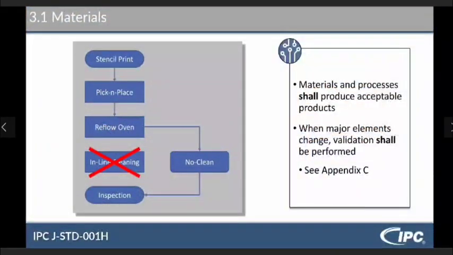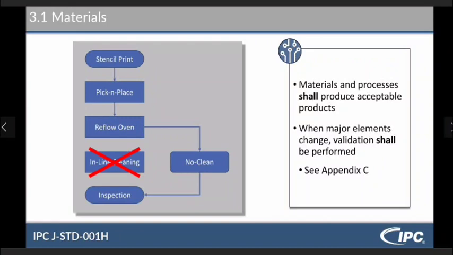I'll give you an example here. Right here it says, when major elements change, validation shall be performed. That's only for class 3. So the book is more detailed, but we also don't need to regurgitate every detail to you, just for this learning method. However, that information is available in your PDF of the book.